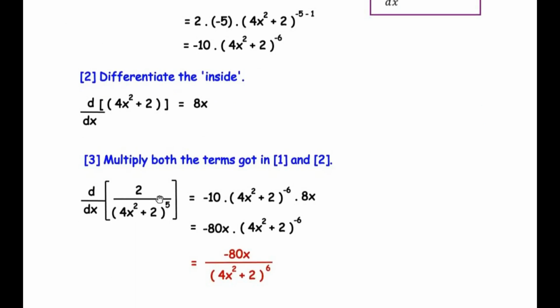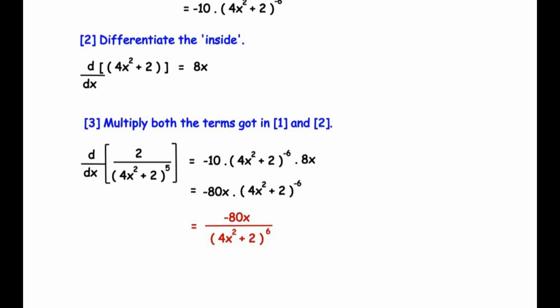Now the final step is multiplication of terms got in step 1 and step 2. So here we have written dy/dx is equal to negative 10 times the bracket to the power of negative 6 times 8x. Now negative 10 multiplies with 8x giving us negative 80x and the bracket stays the same. Now writing it into a standard format, since this power is negative, we are going to turn it into a positive power by sending this bracket to the denominator. So the final answer of the chain differentiation of the given expression becomes negative 80x over (4x² + 2), the whole term raised to the power of 6.